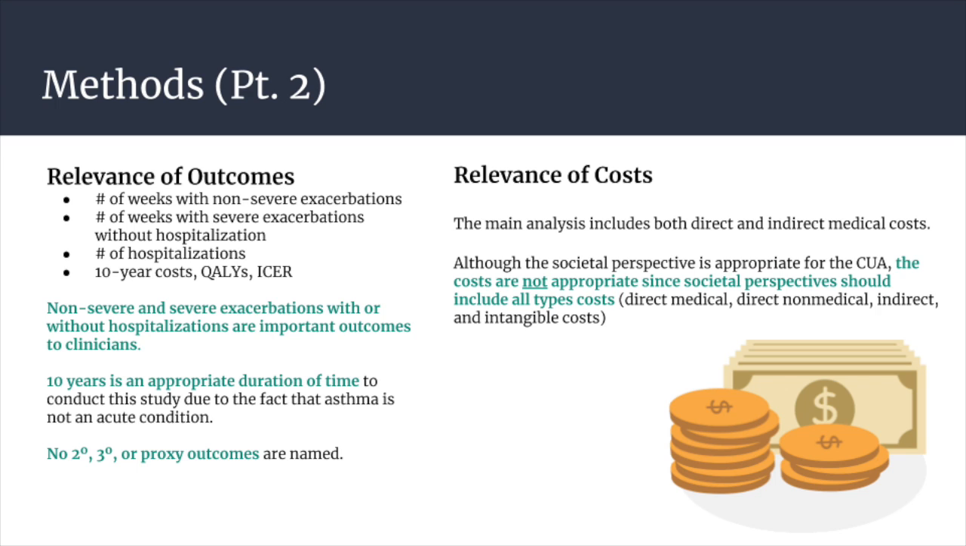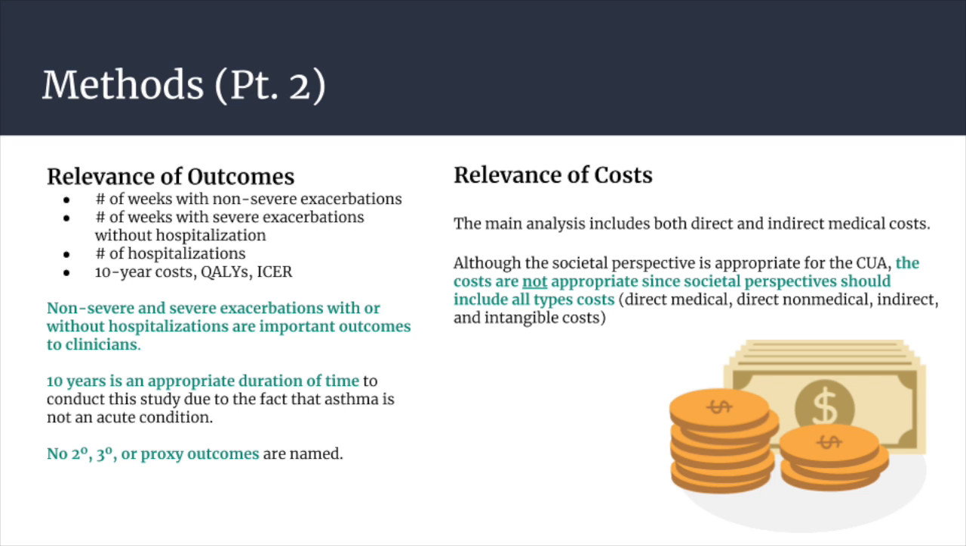The outcomes of the study include the number of weeks with non-severe exacerbations, the number of weeks with severe exacerbations without hospitalizations, the number of hospitalizations, 10-year costs, QALYs, and ICER. Non-severe and severe exacerbations with or without hospitalizations are both important outcomes to clinicians, and they're used to assess severity of illness and guide treatment decisions, so they are clinically relevant. Also, 10 years is an appropriate duration of time to conduct this study due to the fact that asthma is not an acute condition. Exacerbations and/or hospitalizations can occur at various time points throughout multiple years. There were no secondary, tertiary, or proxy outcomes named.